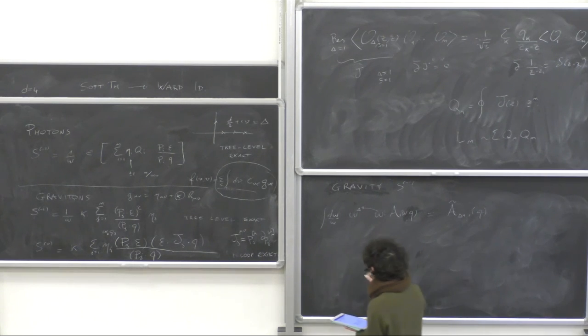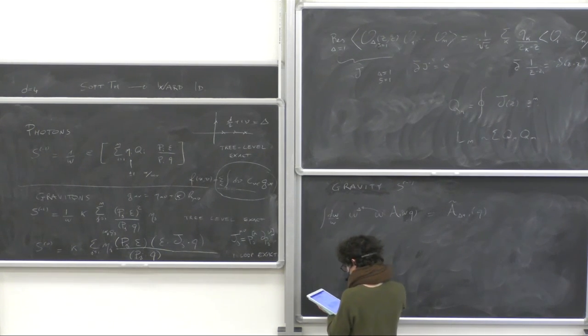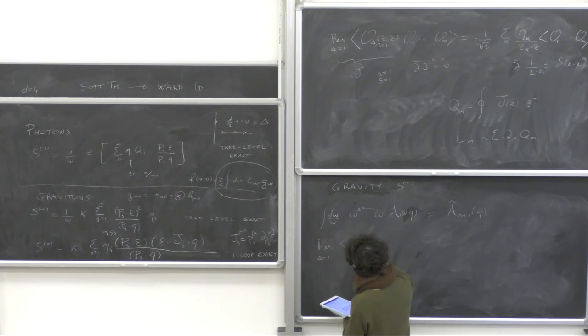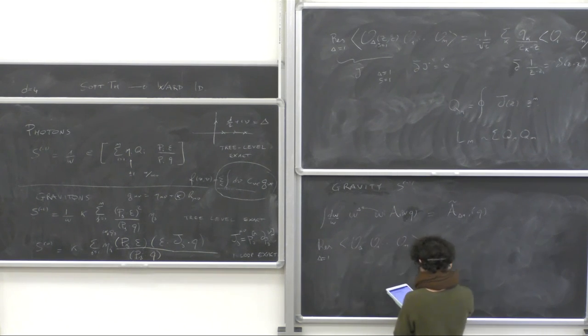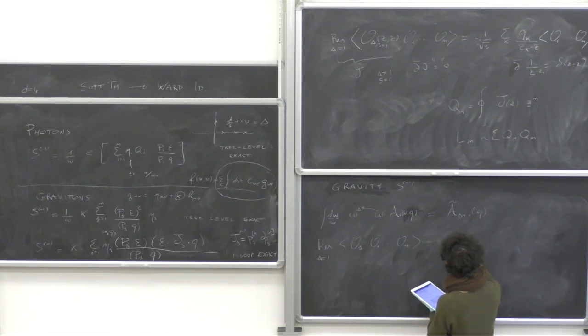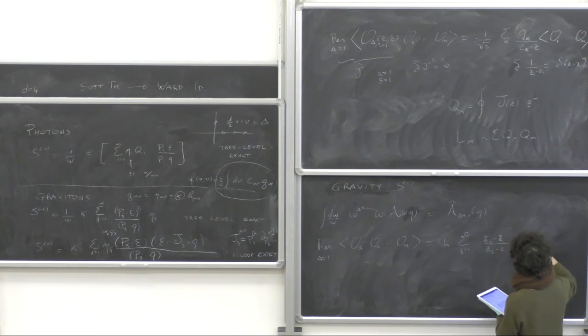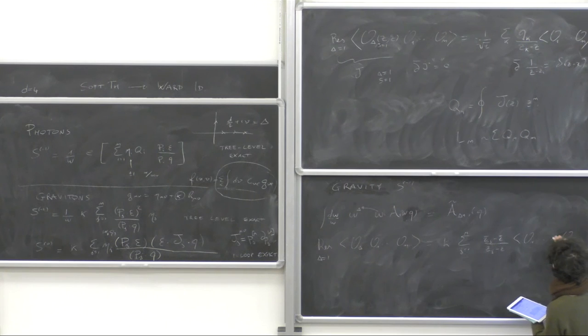Once you do this recipe, you get that the residue at delta equal to one of this operator O_delta, with O_1 through O_N, is giving you something like this: a sum over j from 1 to N, with z-bar_j minus z-bar and z_j minus z, and you have O_1 through O_N. But here there's also an O_j with a delta_j plus 1.